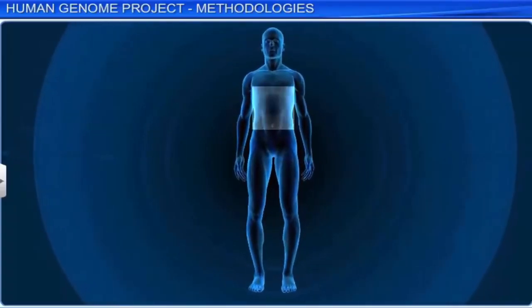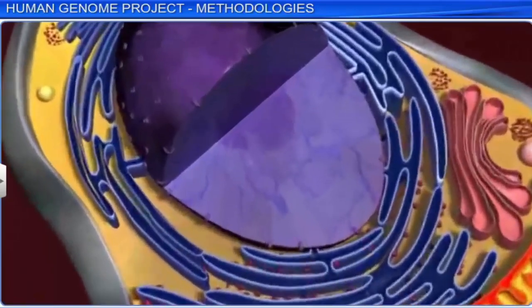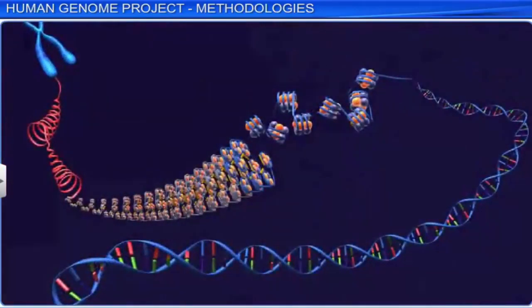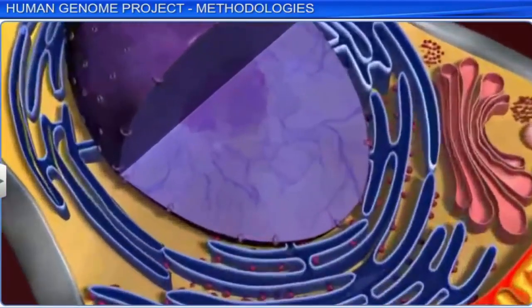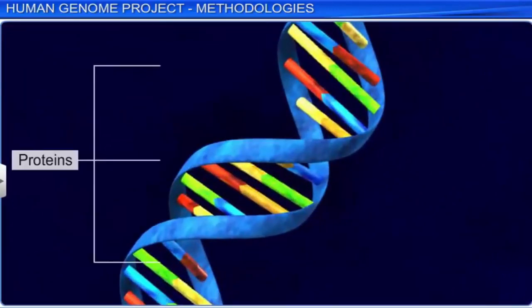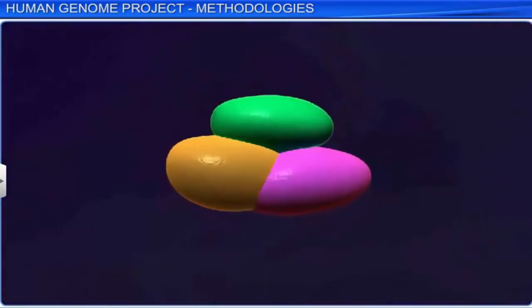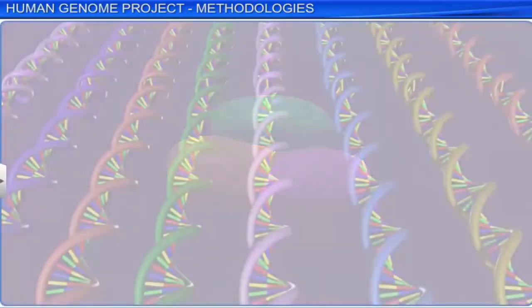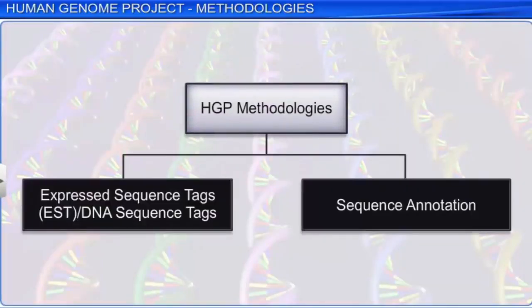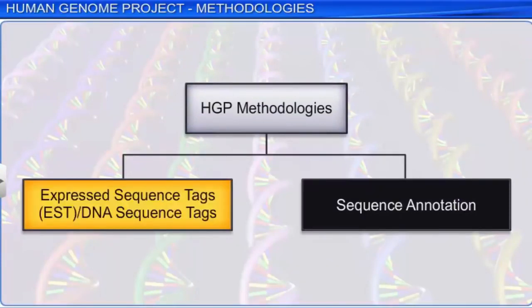For example, biological researchers could now study all the transcripts in an organ, tissue, or tumor. It was also possible to study how thousands of genes and proteins work together inside our cells. HGP itself was made possible by two major methodologies of biological research: expressed sequence tags or ESTs, or DNA sequence tags, and sequence annotation.